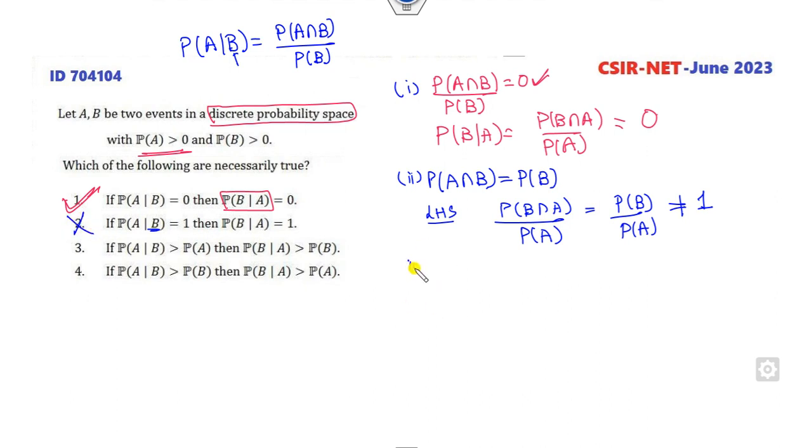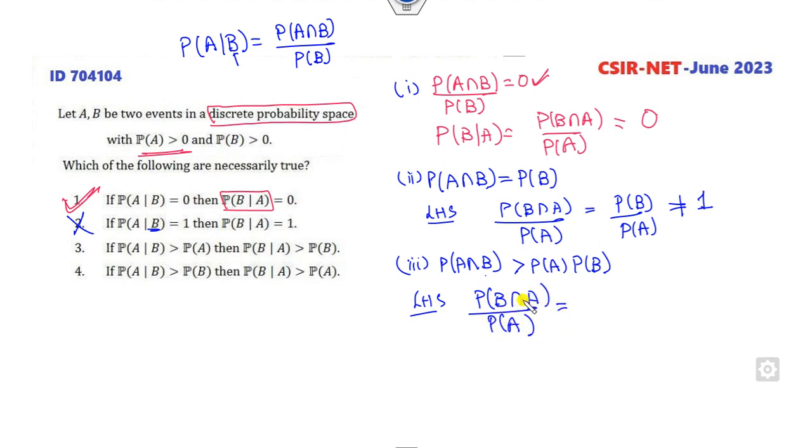Look at the third option. Again, we can write it as probability of A intersection B divided by P of B. So I can multiply them, it is P of A into P of B. Look at the left hand side of this. I can write this as P of A intersection B divided by P of A. So the numerator is greater than P of A times this. It is greater than P of B. It's the right answer.